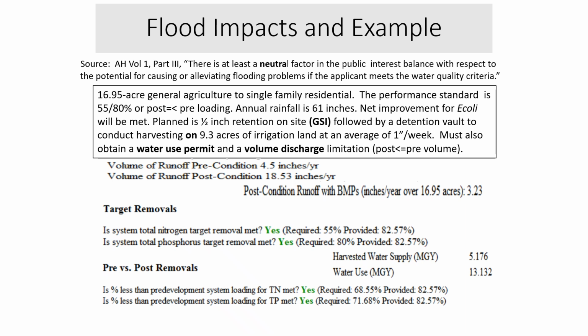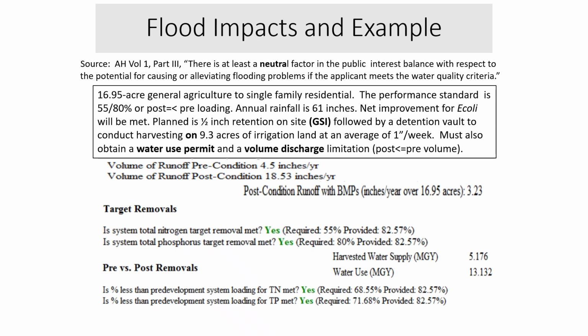Beyond water quality, another significant social concern we must address in stormwater management is flood control. The Applicant's Handbook acknowledges this, stating that there should be at least a neutral impact in the public interest when it comes to the potential for causing or alleviating flooding problems, especially if water quality criteria are met. Flooding is, in fact, one of the most critical issues associated with stormwater runoff, and any best management practices designed for quality control must also carefully measure their impact on flood conditions.